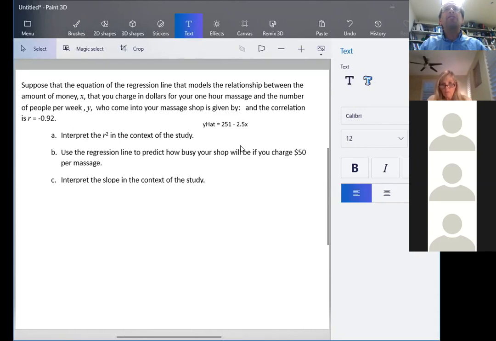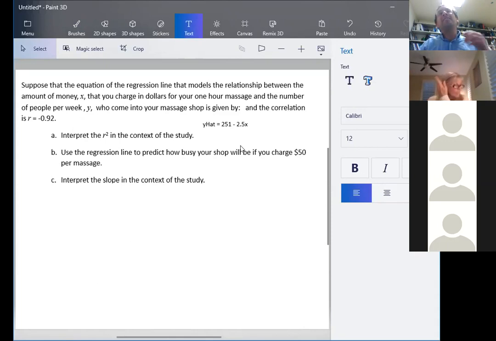Okay, what about the y-intercept? Does it have meaning? What do you think? Okay, no one's telling you. What's going to happen to you? You run a business, right? What's going to happen to your massage shop if you charge $0? What will happen to your business? You won't have a business anymore, right? It's not what business is about.